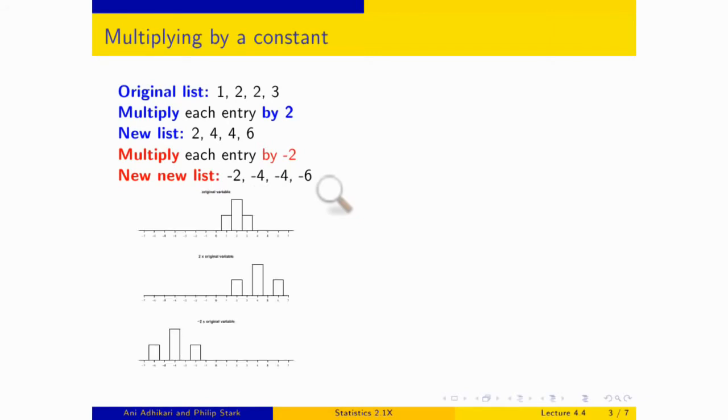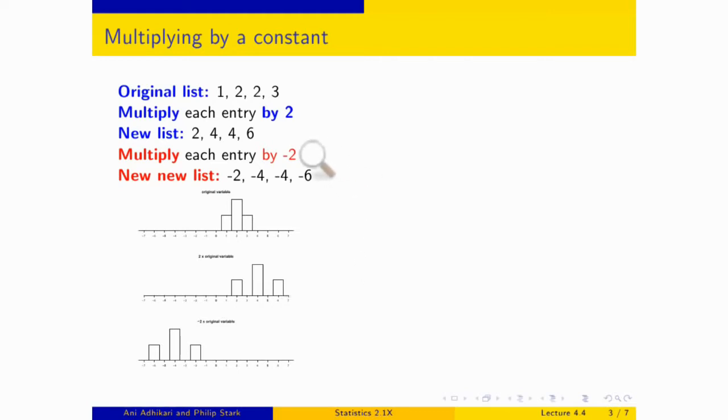What happens to the histograms? There's 1, 2, 2, 3, and here's 2, 4, 4, 6. And you can see that this histogram has been created by taking the one you started with and stretching out the horizontal axis by a factor of 2. The distance of 1 unit here from 0 to 1 has become a distance of 2 units here from 0 to 2. So also from 1 to 2 here has become from 2 to 4. So the entire horizontal axis has been stretched by a factor of 2.